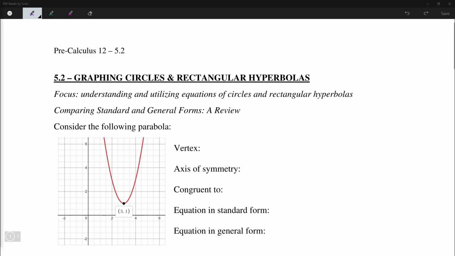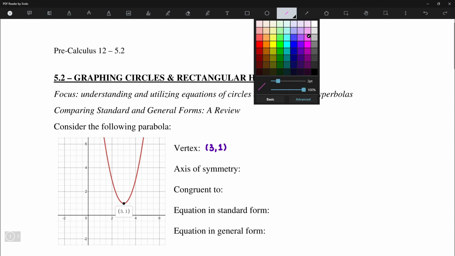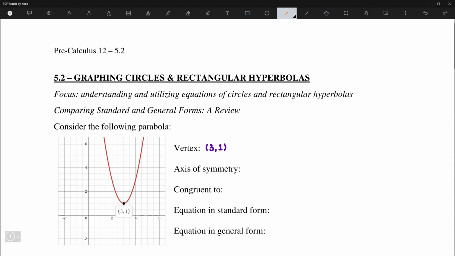Hello everyone. So today we're going to go over section 5.2, graphing circles and rectangular hyperbolas. We will begin with a review of standard and general forms. So we are going to be looking at this parabola here. Its vertex is labeled 3, 1, which means its axis of symmetry will be x equals 3.